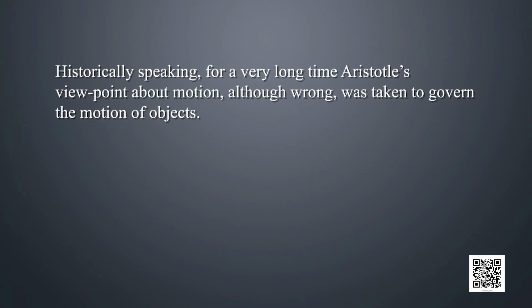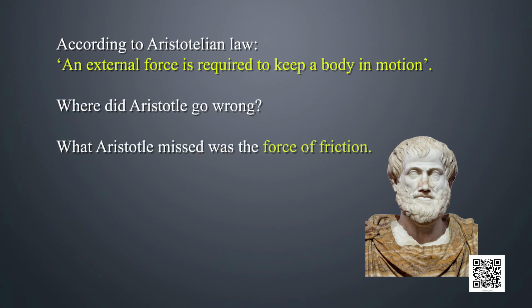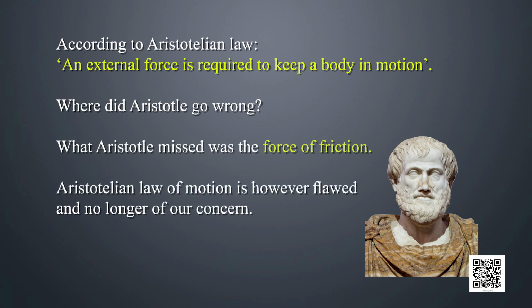Historically speaking, for a very long time, Aristotle's viewpoint about motion, although wrong, was taken to govern the motion of objects. According to the Aristotelian law, an external force is required to keep a body in motion. Where did Aristotle go wrong? What Aristotle missed was the force of friction. Aristotelian law of motion is flawed and hence no longer of our concern.